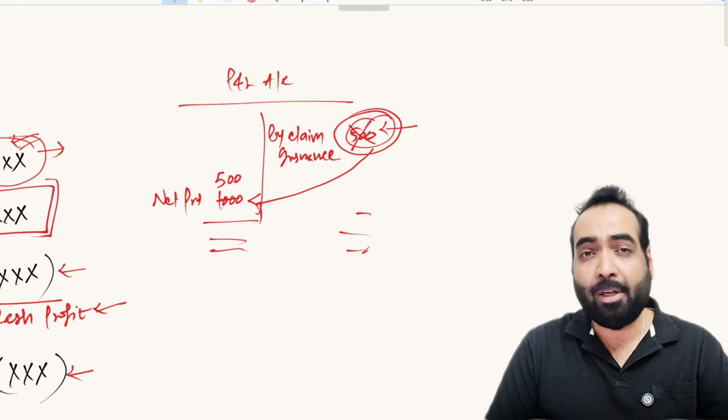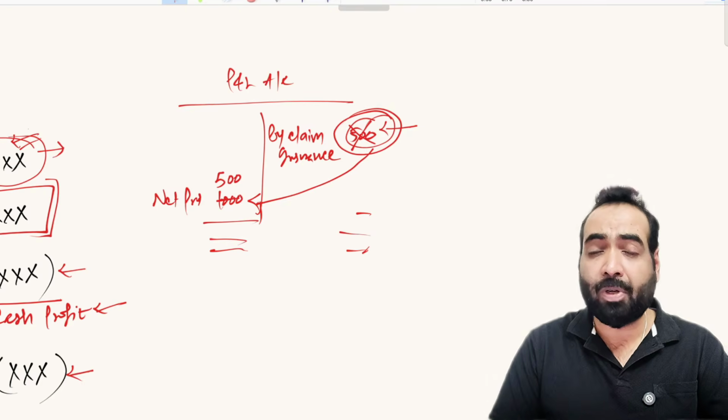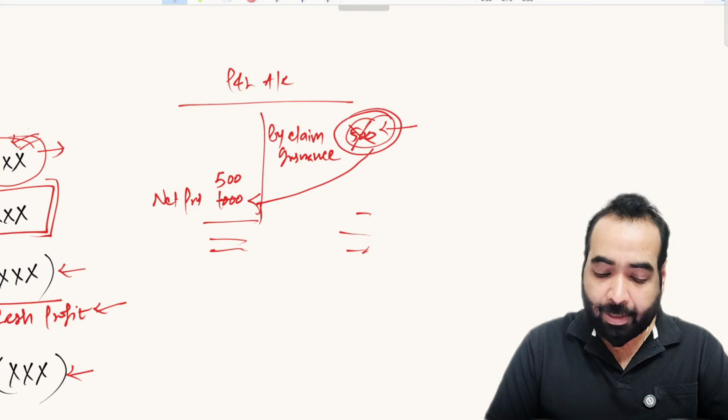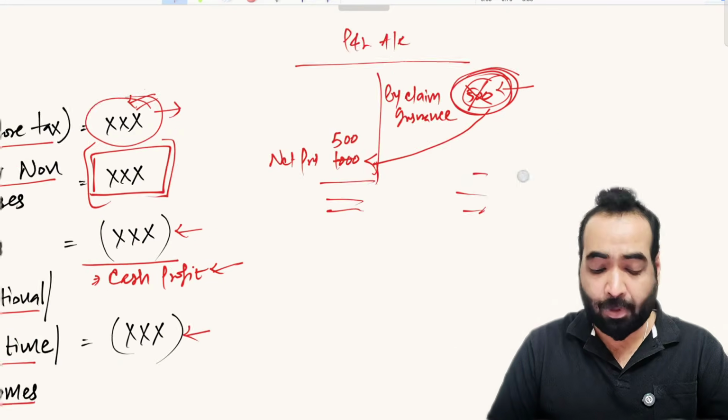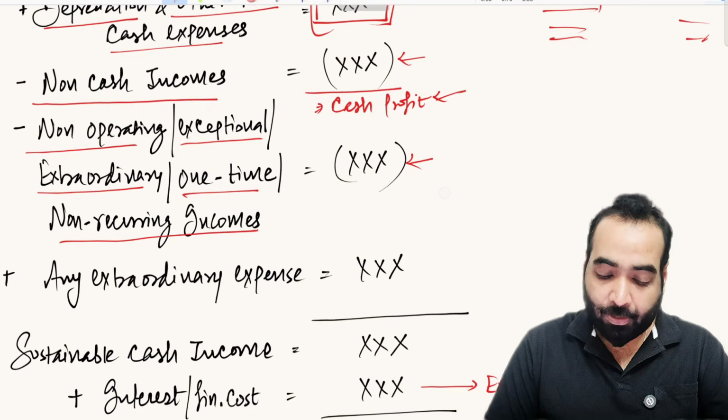So we do not include any such income which we are not sure that we will continue to earn in the future period as well, which is not a regular income. We will deduct or clear out all these incomes from his profit calculation. So we will deduct all these incomes, right?